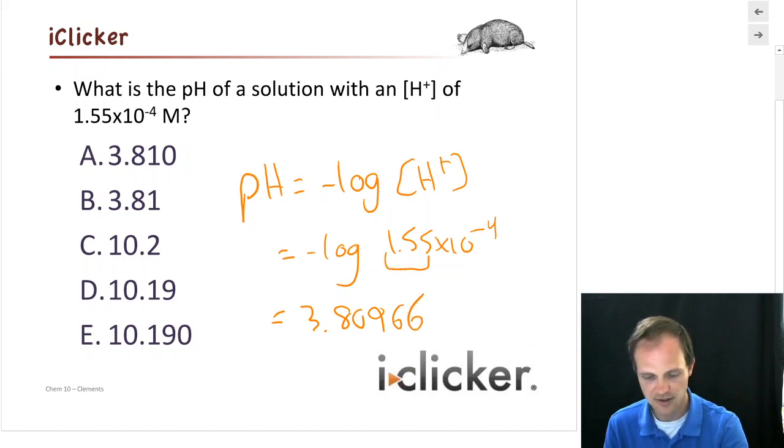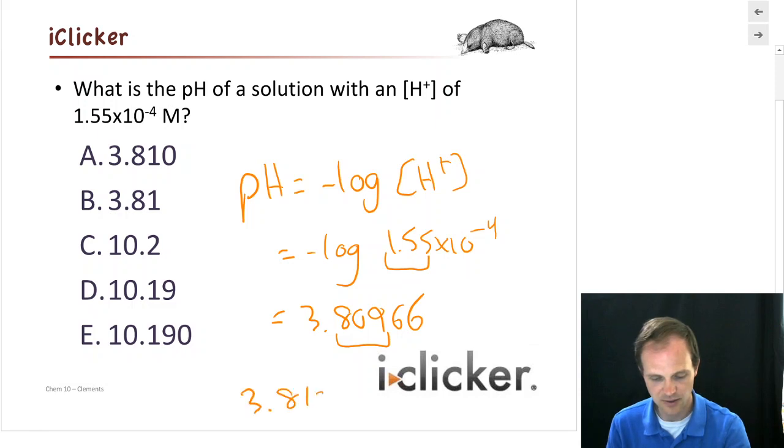But what do we have? 3 sig figs becomes 3 digits after the decimal. It's going to be 3.810.